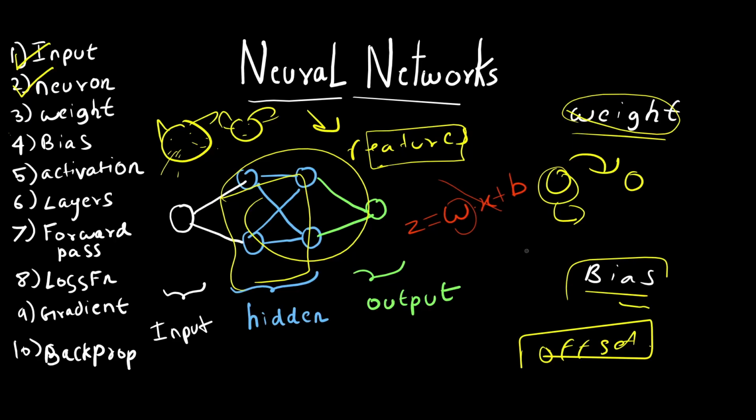For example, in the house price prediction, even if the house has zero bedrooms, it may still have a base price, right? Let's say, for example, $50,000. So this base price is what is captured by the bias.